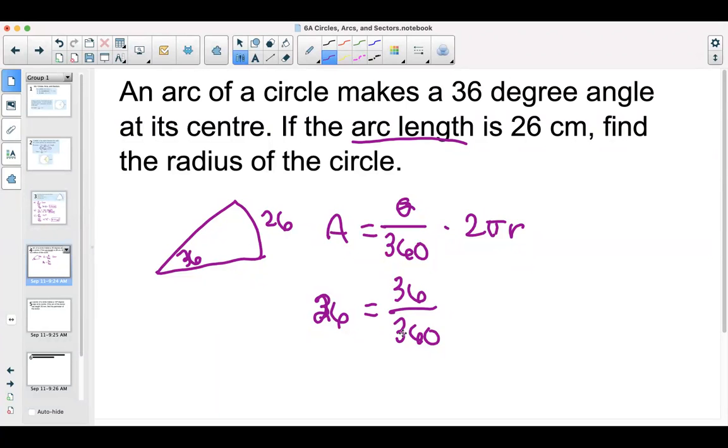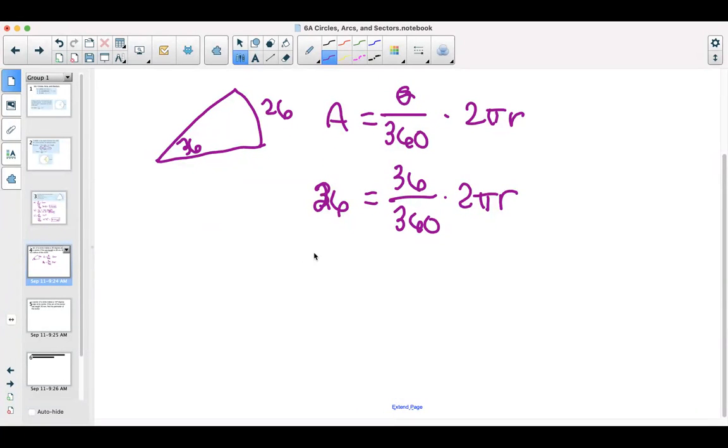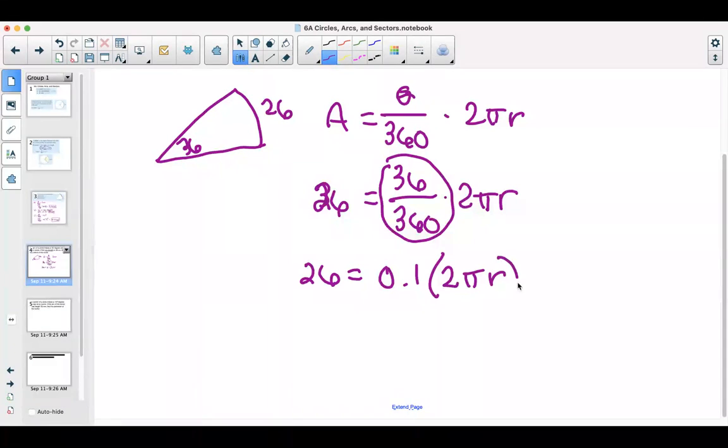times 2 pi r. So we need to multiply this to be able to then finish solving. So I ended up changing this to a decimal. So we have 26 equals 0.1 times 2 pi r. And to get r by itself, I would have to divide by 0.1 times 2 pi, that whole chunk there, which would really be the same thing as saying 0.2 pi.